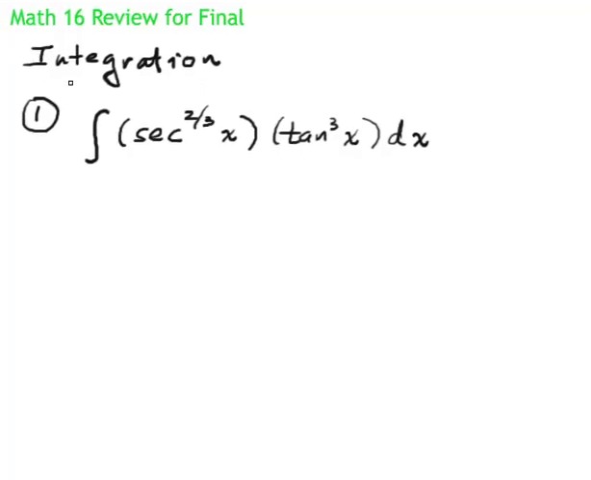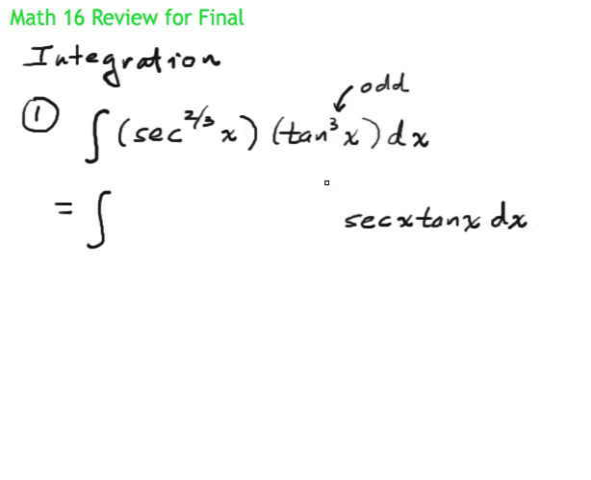Now we're starting the segment on integration. Our first integral falls into the category of a secant tangent integral where the exponent of tangent is odd. And what we do in this case is we put secant x tangent x next to the dx. That's the derivative of secant x.